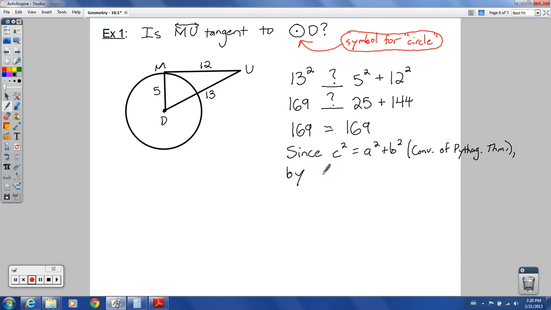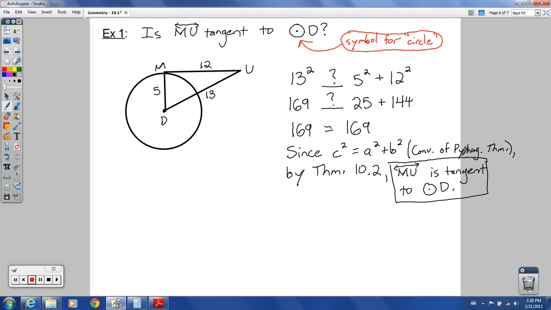That means by theorem 10.2, line MU, is it tangent? That was the question, is it tangent? It is tangent, yes. MU is tangent to circle D. And that's the answer part of our question, but we need to reason that through.